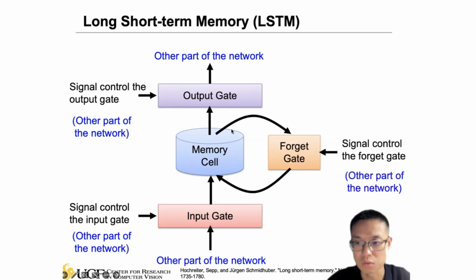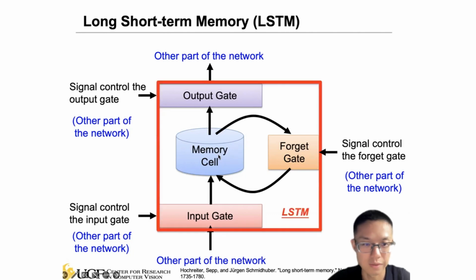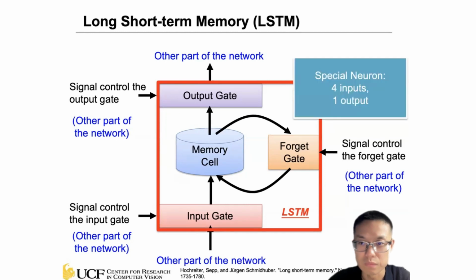This will also be controlled by a signal, deciding how much we want to remember or how much we want to forget from the value we previously stored in this memory cell. So these are the basic structure of this LSTM unit. And here we have a special neuron with 4 inputs and 1 output.